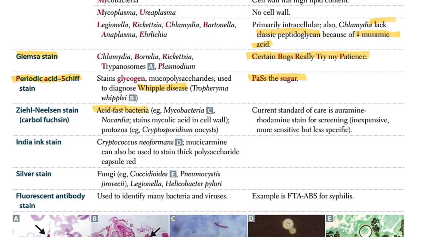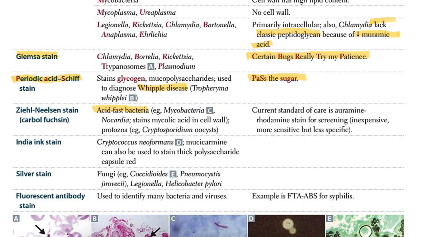We can use carbol fuchsin, and the mechanism is that organisms with mycolic acid resist decolorization. So what are the organisms we can see in the Ziehl-Neelsen stain? Mycobacterium tuberculosis, Mycobacterium leprae, and Nocardia. This Nocardia will be very weak in acid-fast stain.